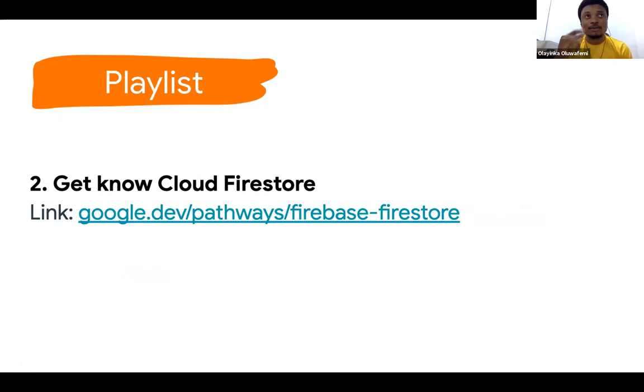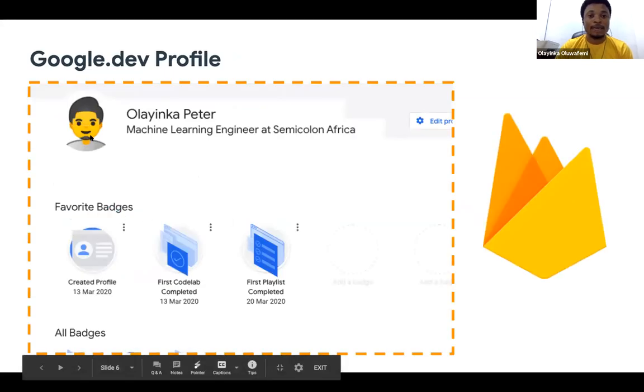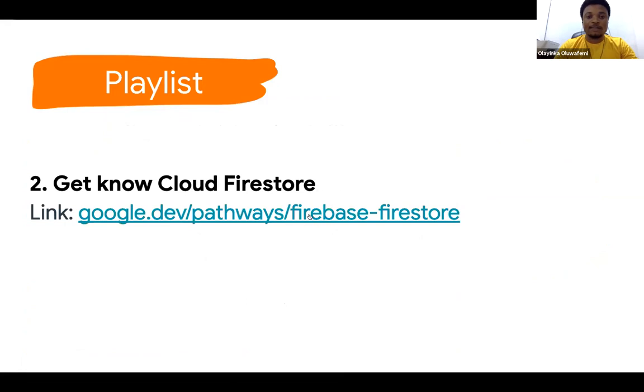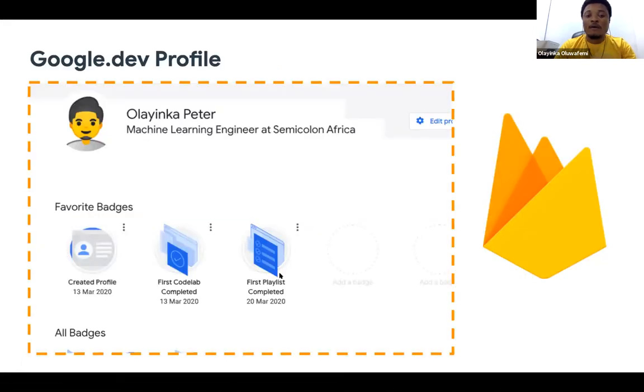you can create a Google.dev developer profile. So this is a sample of my own Google.dev profile. This is the badge I received for creating the profile. This is the badge I received for completing the Codelab. That's the first Codelab. So if you complete the 5 days web Codelab, you'll get this badge. And then if you complete this playlist, you want to save this link. If you complete this playlist, you'll get this badge for completing the playlist here.